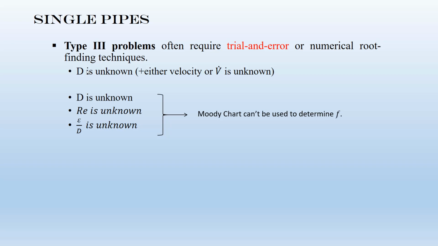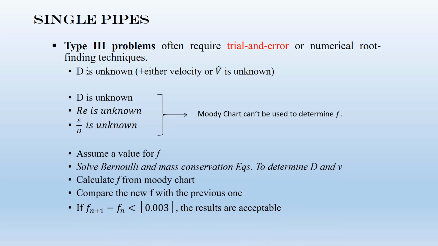You need to assume a value for f, and then you need to solve the Bernoulli and mass conservation equations to determine the diameter and velocity. Then you need to calculate f from the Moody chart or from the equations. And then you need to compare this new f with the initial guess, and make a decision whether this is a good assumption or you need to repeat the process. Now, question: what is the best initial value for f? Again, because this is a trial and error method, it strongly depends on your initial guess.